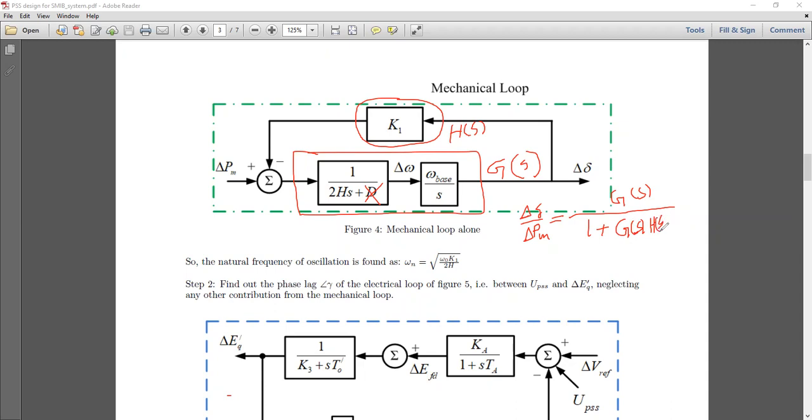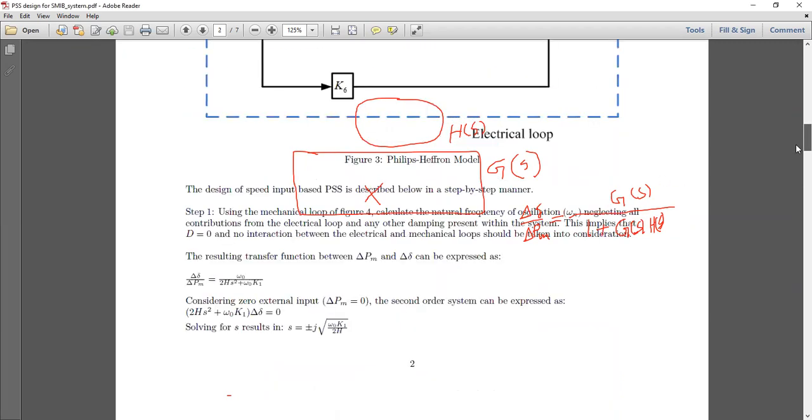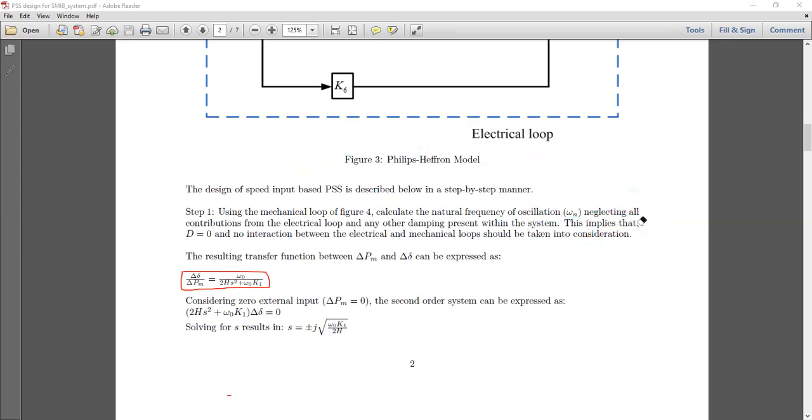So if this is the closed loop transfer function, and we have the G of S expression available and the H of S expression available, remember D should be assumed as 0 in the design process of the PSS, then you will get something like this over here. So I assume that is done. You should be able to get that. So if that is done, then let's continue.